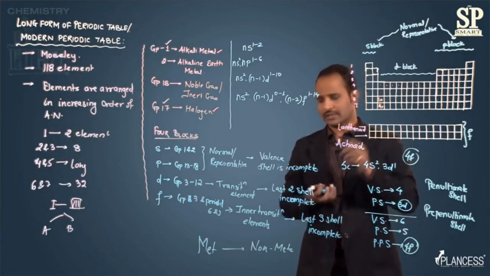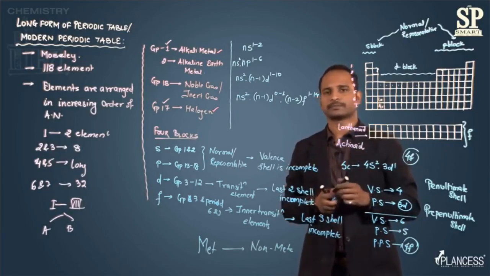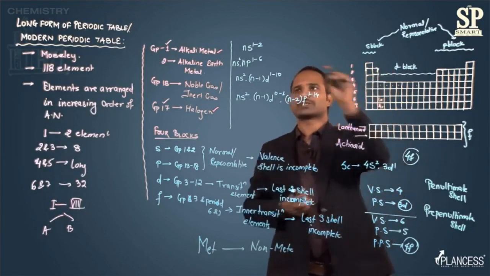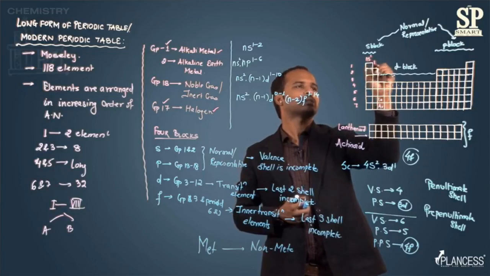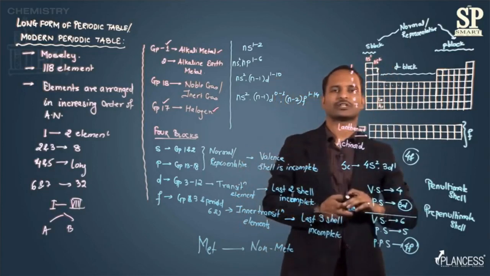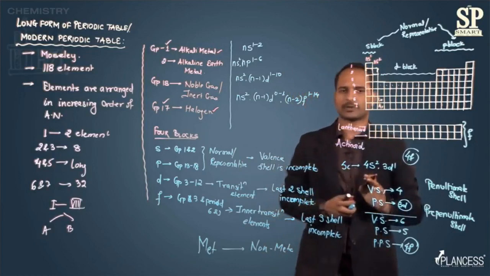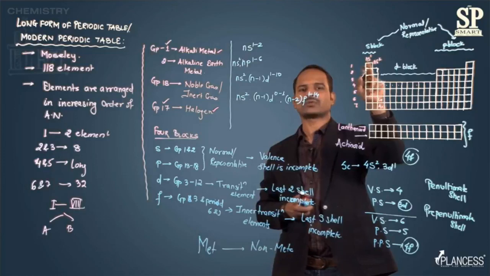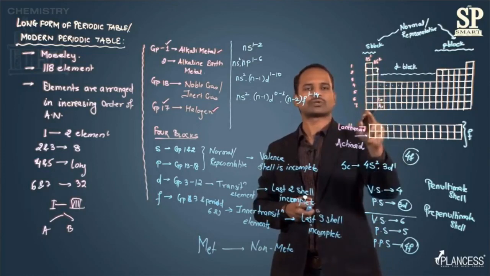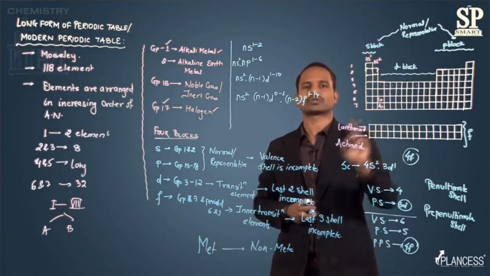Now in the case of S block elements, as I said, they have two groups and the configuration is ns1 to 2. So here I can say this is ns1 and this is ns2. That means in the case of S block, if an element's last electron enters as s1 or s2, if it is s1 it will belong to this group, and if it is s2 then it will belong to this group.